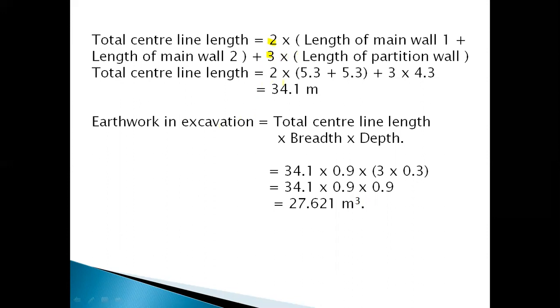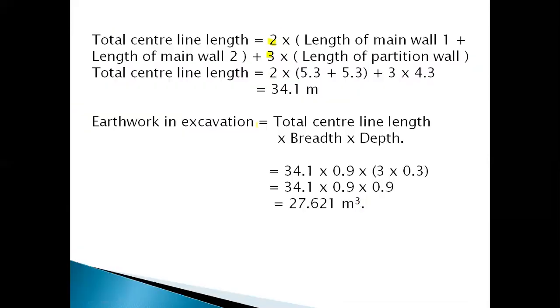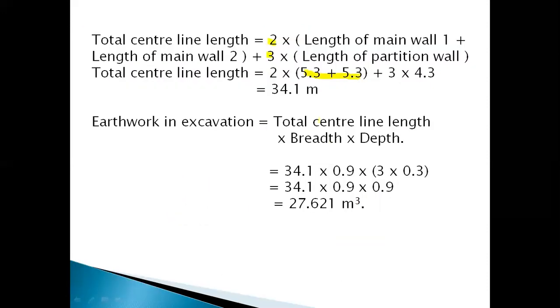So here, 2 into length of the main wall 1, this is main wall 1, 5.3, and the second one, main wall 5.3. So 2 into 5.3 plus 5.3 plus 3 into short wall length, which is 4.3. That equals 34.1 meters. This is the total central line length of the given plan.